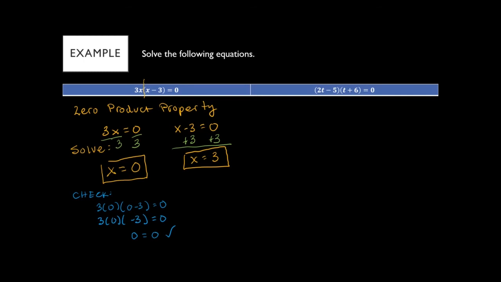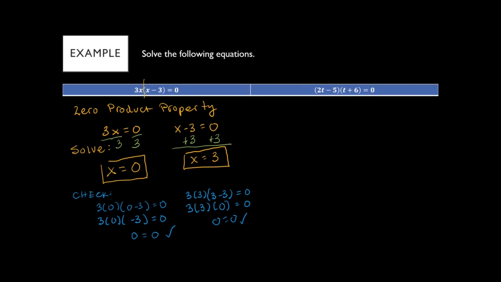If I check my other solution, x equals 3, I plug that in for x. So I have 3 times 3, and then in parentheses 3 minus 3, equal to 0. So I need to do the subtraction in parentheses first. 3 minus 3 is 0, so that gives me a 0 there. 3 times 3 is 9. 9 times 0 is 0, so we have 0 equals 0. So the math works out. These multiply to 0.